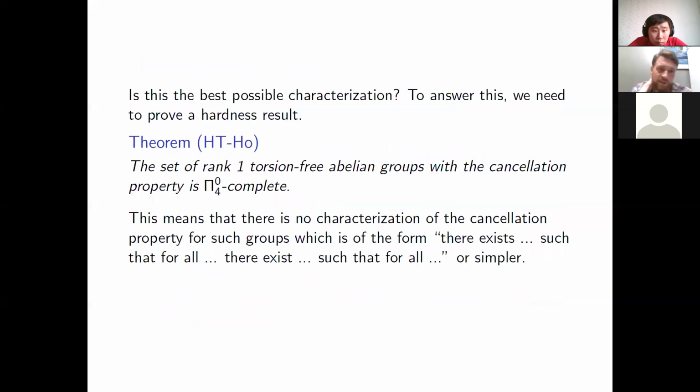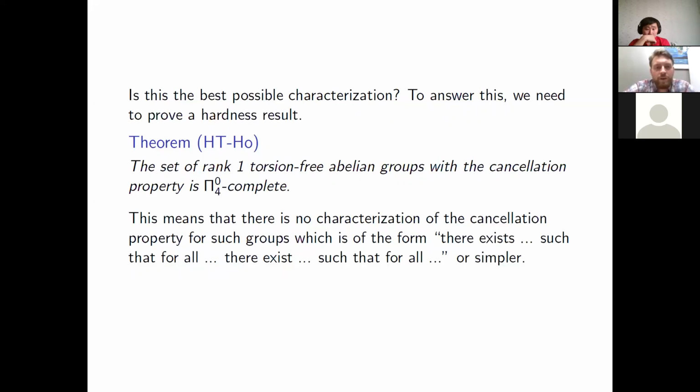And then you want to say, is this the best possible characterization? Could you actually push that down to something simpler? To prove that, you have to prove a hardness result. So what I proved with Turbo Ho is that the set of cancelable groups is actually Pi 0 4 complete. So not only is it Pi 0 4, but it's as complicated as anything that's Pi 0 4 can be. And in particular, it's not Sigma 4. So there's no characterization of the cancellation property that looks like there exists for all. The simplest characterization is for all there exists. You can't simplify the quantifiers in any way.